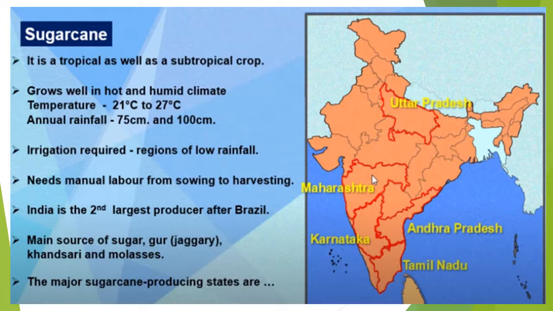So sugarcane is a main source for the manufacturing of sugar, gur or jaggery, khandsari and molasses. Molasses is a kind of substance which can be used in making rum, whiskey, alcohol, etc. Khandsari is one kind of sweet which is offered as prasadam in the temples or in houses also. So the major sugarcane producing states are Uttar Pradesh, Maharashtra, Karnataka, Tamil Nadu, Andhra Pradesh, Telangana, Bihar, Punjab and Haryana, etc.